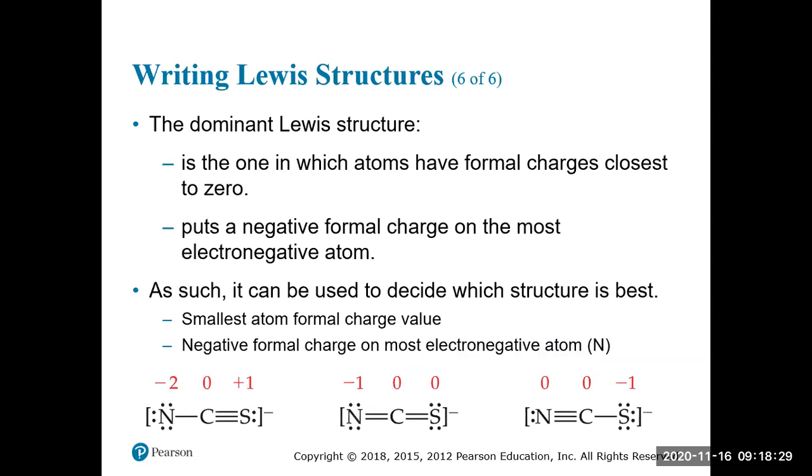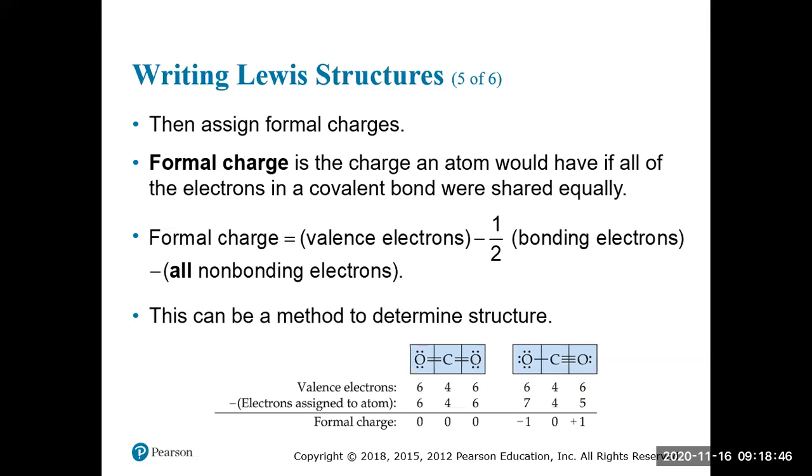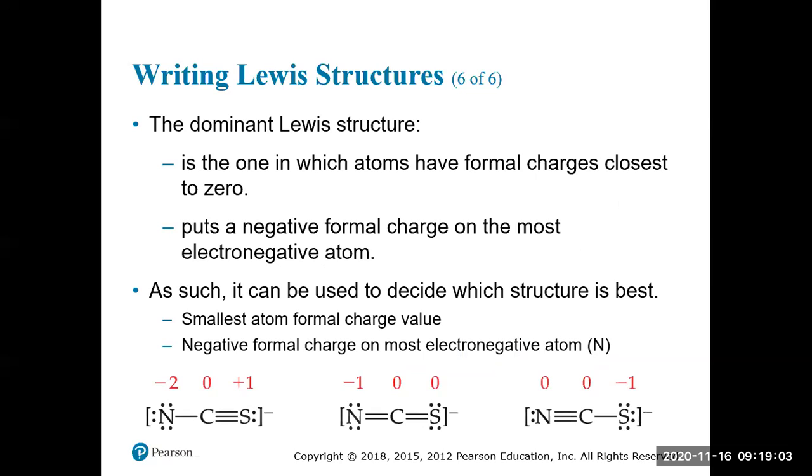The favored Lewis structure is the one in which the atoms have formal charges closest to 0. And if there is a charge, then the negative formal charge is on the most electronegative element. So in this case, we can draw this one with the 2 double bonds, and we have formal charge of 0 across the board. So that's what we're looking for. That would tell us that the C with the 2 double bonded oxygens is the favored structure, because we're looking for the one that has formal charges closest to 0. In that case, they were all 0, so that's great.